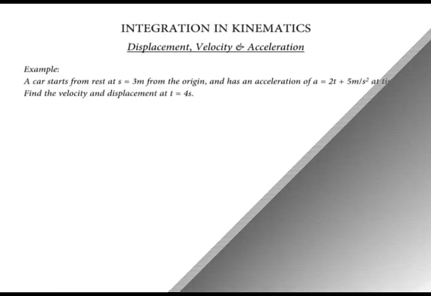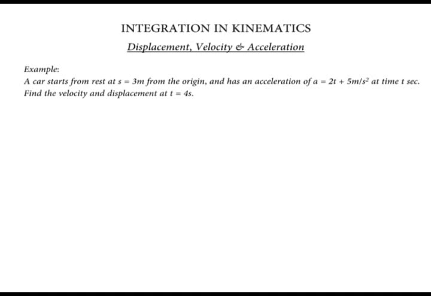For example, a car starts from rest at s equals 3 meters from the origin and has an acceleration of a equals 2t plus 5 meters per second squared at time t. Find the velocity and displacement of the car at t equals 4 seconds.